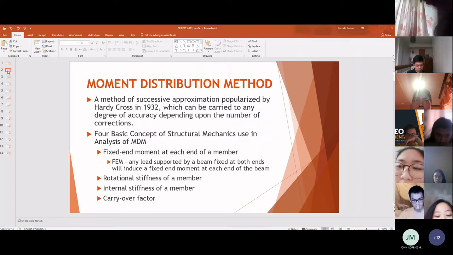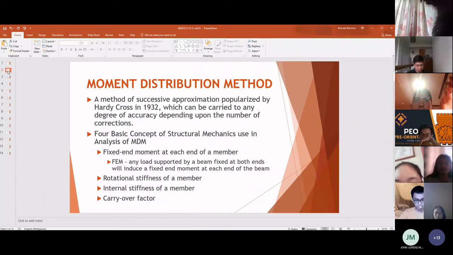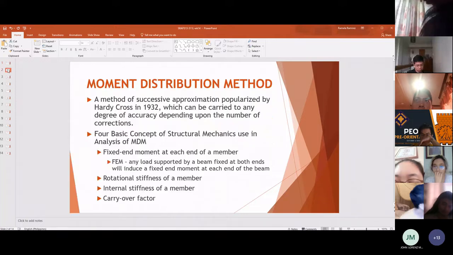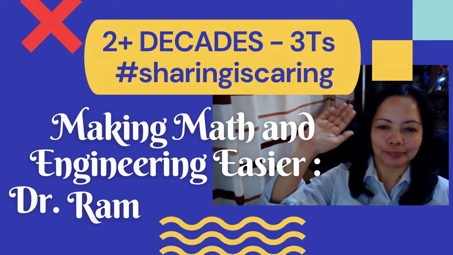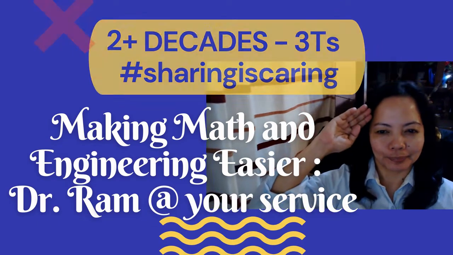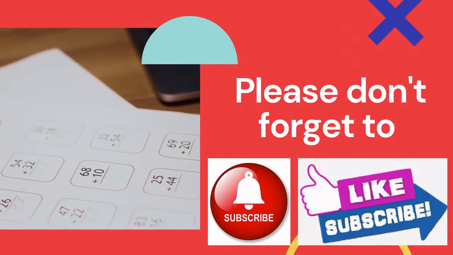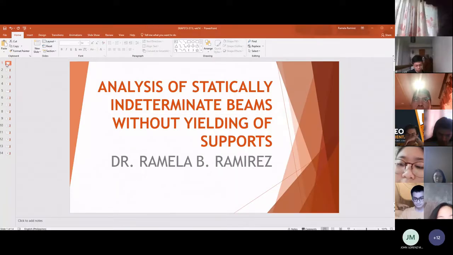So there are methods. One of the methods that is used in order to analyze a statically indeterminate beam without yielding of support is the moment distribution method. So let me just discuss the analysis for statically indeterminate beams without yielding of support.